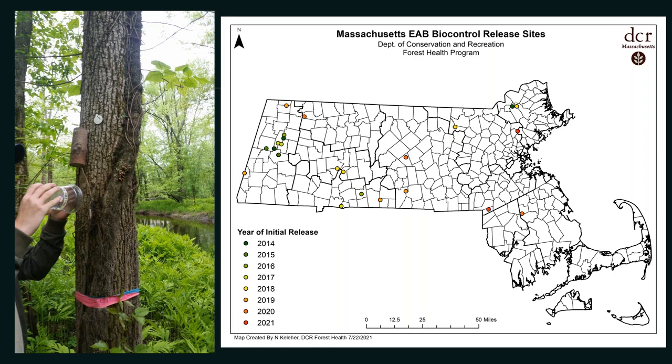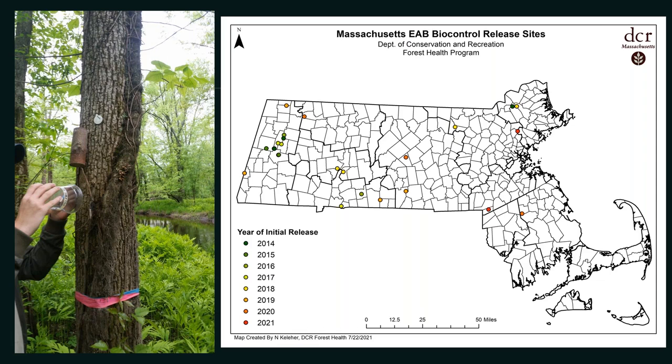So we've been releasing for a number of years, but this year the only releases in Massachusetts will be for research. We get all of our biocontrols from a USDA rearing facility out in Michigan. And since so many states have EAB and there's a lot of new states and new county detections, those are the priority for releases.